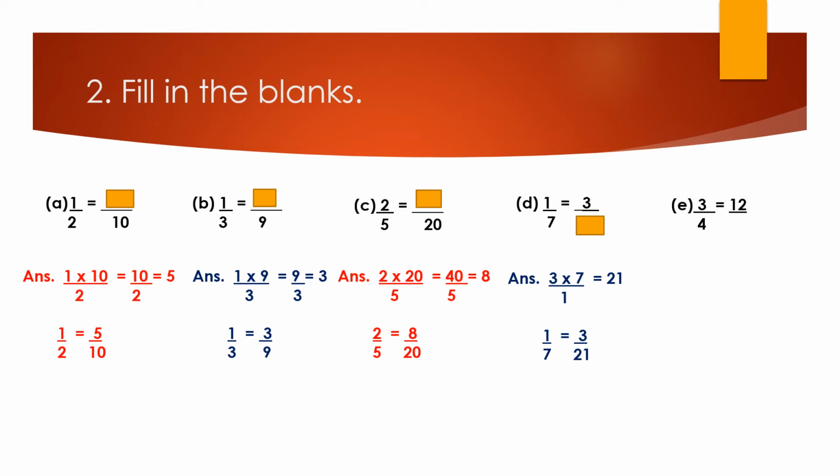E part, 3 upon 4 is equal to 12 upon dash. Now same way 4 into 12 upon 3. Now 4 into 12 will give you 48 upon 3. When you will divide it, you will get 16. So you will write 16 on the denominator and the fraction will be formed 3 upon 4 equivalent to 12 upon 16.